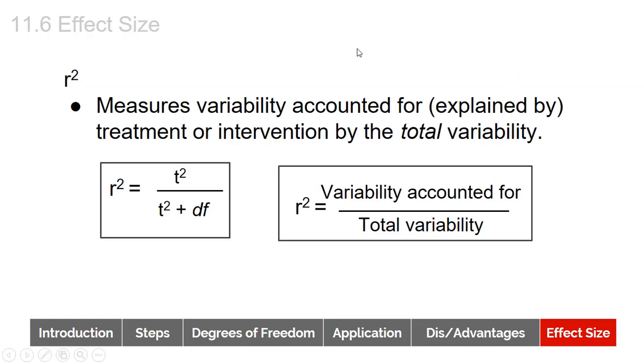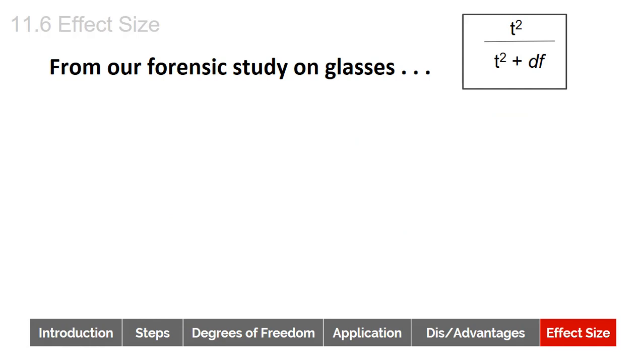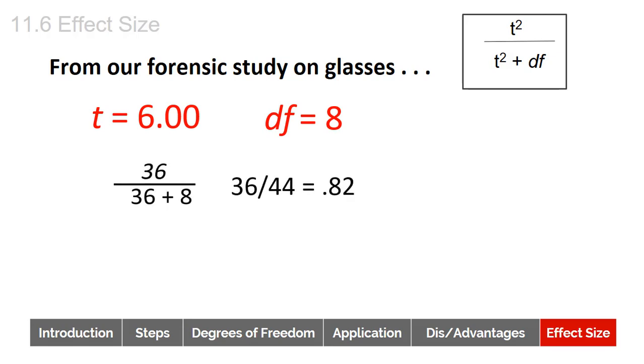We can also look at R squared as a measure of the variability accounted for or explained by the treatment or intervention, out of the total variability. So to do this, we take the t that we found, we square it, and we divide it by t squared plus the degrees of freedom. So from our forensic study on glasses, all we need is our t statistic and our degrees of freedom to find out this percent of variance accounted for by our study. And we ended up with a very high amount of 0.82.